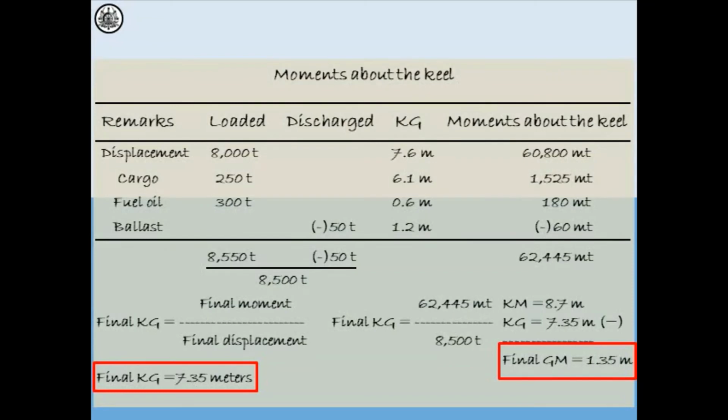Moments about the keel. Make a detailed information of the loading and unloading condition for the final KG and GM computation. In this example, the ship has 8,000 tons displacement, loaded a cargo of 250 tons, and loaded a fuel oil of 300 tons. Sum up all the loaded cargo, having a total of 8,550 tons. Discharged 50 tons of ballast. Subtract it from the total weight loaded, which is equal to 8,550 tons. The result is 8,500 tons.